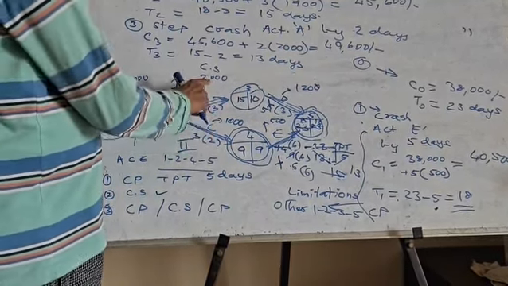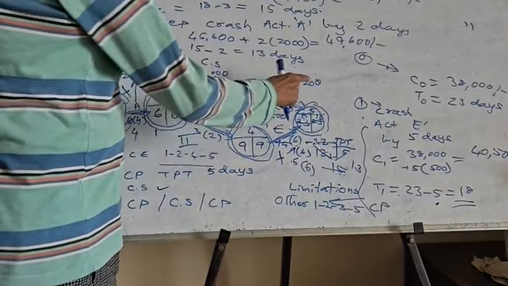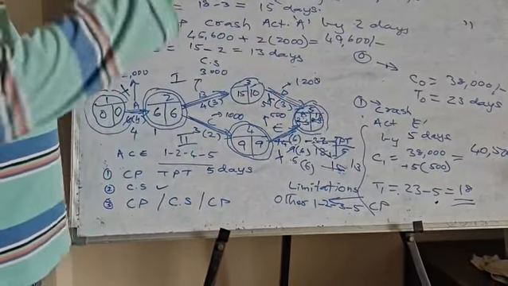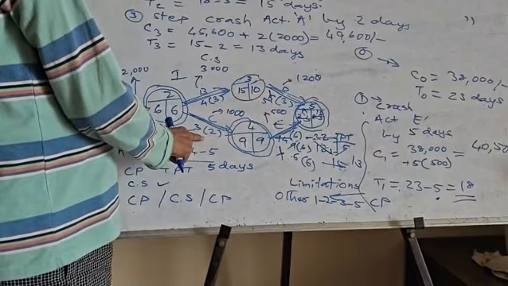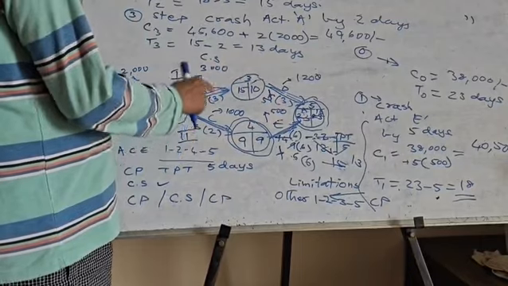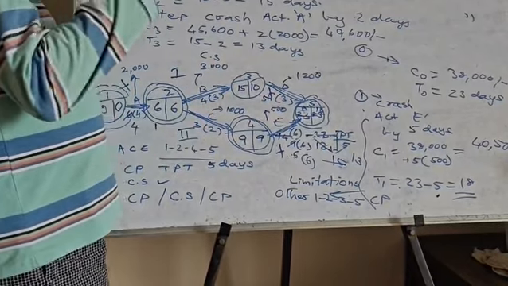So this plus this will become 4,000. This plus this will become 2,200. So what is the crash potential here? 2 days, and here it is only 1 day. So you cannot reduce this by 2 days, but you can reduce only by 1 day.